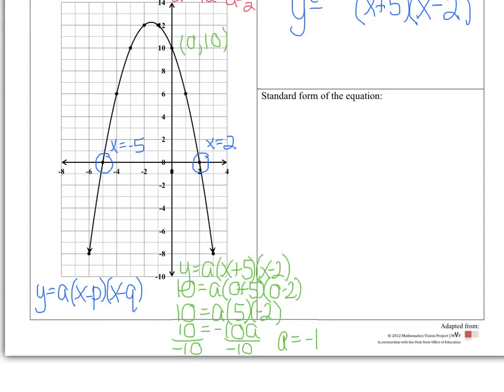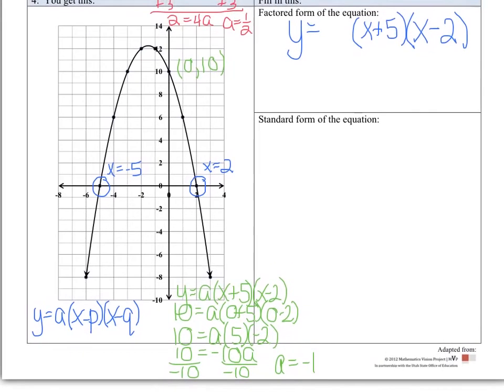And this roughly makes sense because looking at this graph, we know that it's got to be a negative number. It opens down. But we couldn't be certain about it being 1 or another number. So I'm going to put in my vertical stretch of negative 1. I can either write in negative 1, or I can just put in a negative. So y equals negative (x plus 5) times (x minus 2).